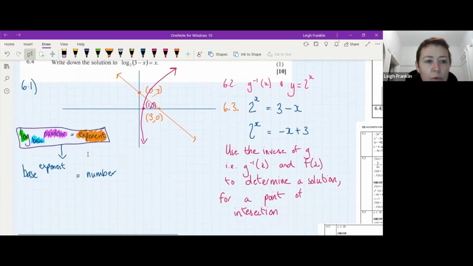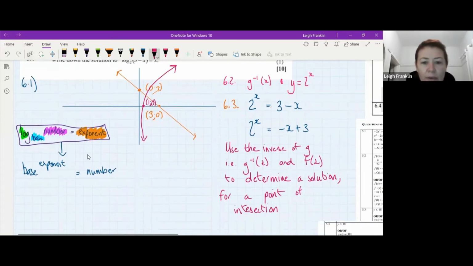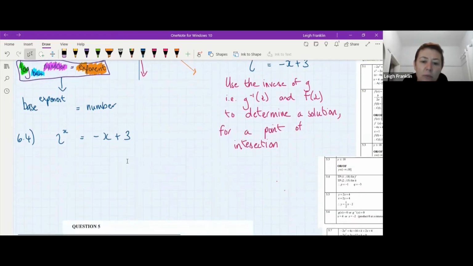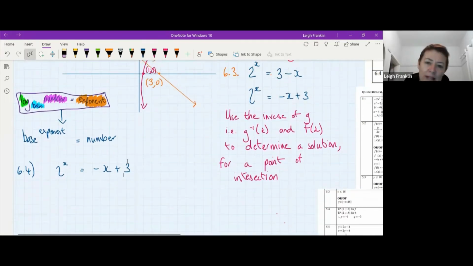All right, so now that we've already rearranged it, what they're essentially asking us to do is to determine the solution of 2 to the x equals negative x plus 3. Now, there is a way to do this, and if you study maths at university, they will teach you how to solve for x as an exponent and x as it normally appears, but that's beyond the scope of what we're doing here. So the only way that we can do this is by inspection.